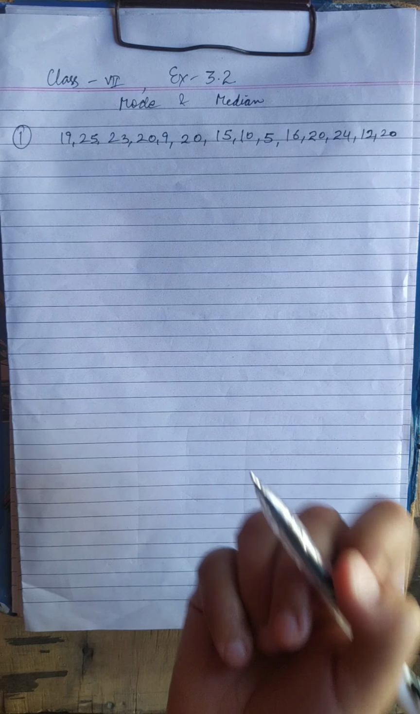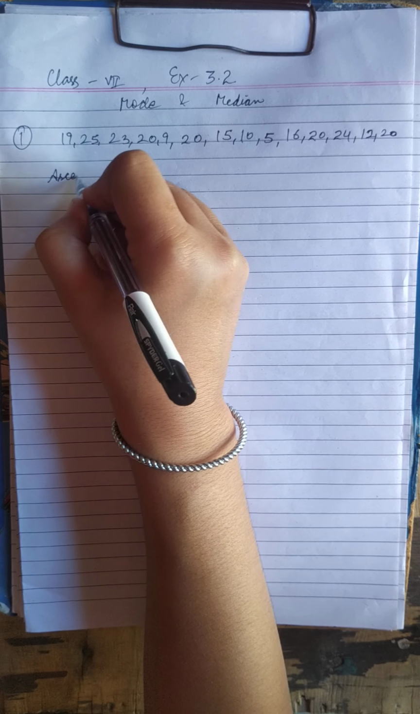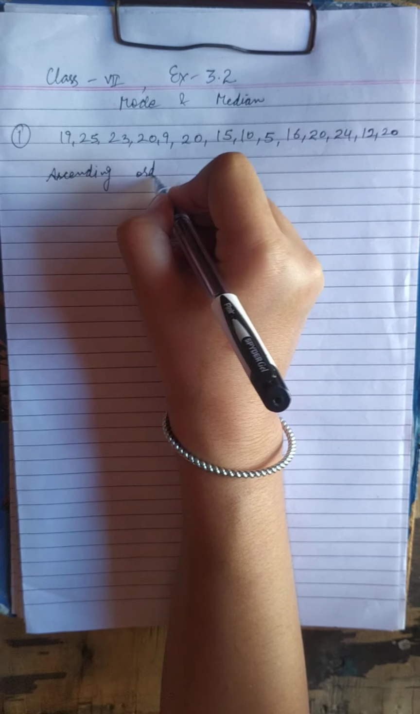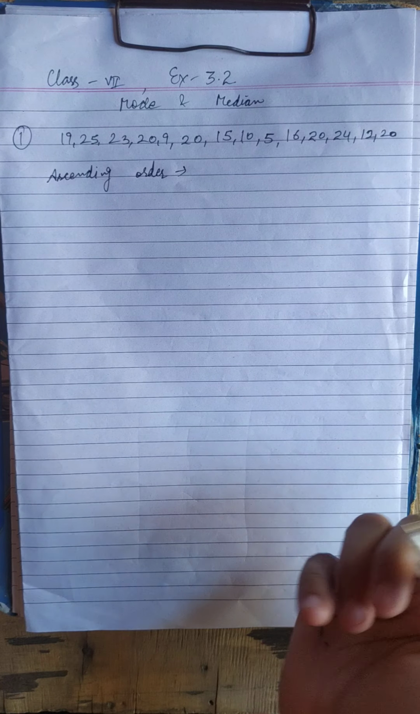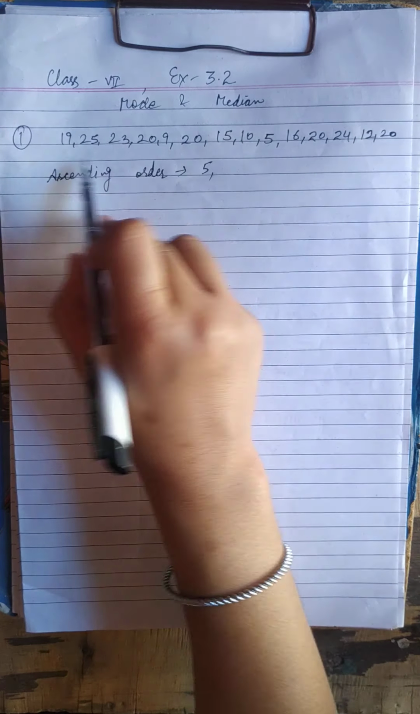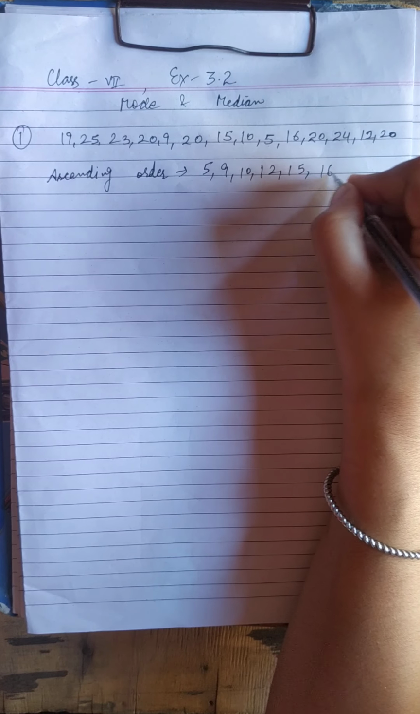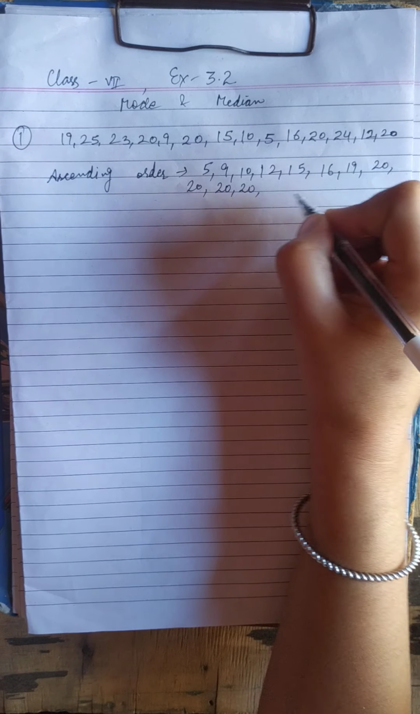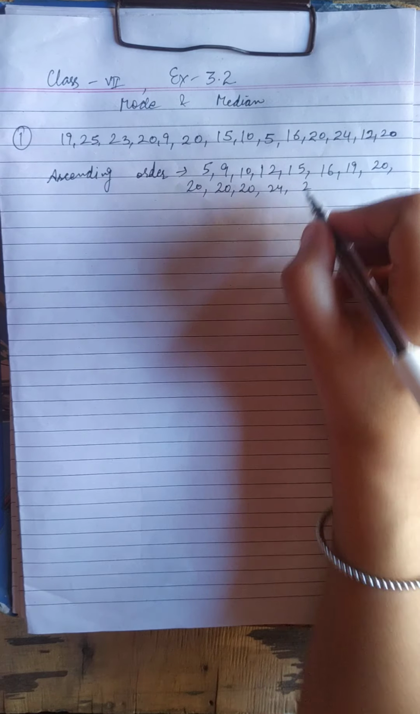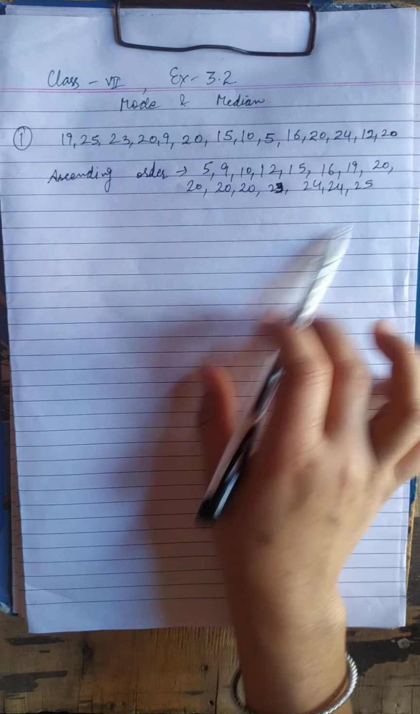Before finding mode and median, firstly we have to arrange the data in ascending or descending order, that is your choice. Ascending order, this you know how to do. Firstly, we write the lowest number, then the next number which is more than that lowest number, and so on. First number here is 5, which is lowest, and next is 9, 10, 12, 15, 16, 19, 20 four times, 23, 24, 24, 25. So this data is arranged in ascending order.